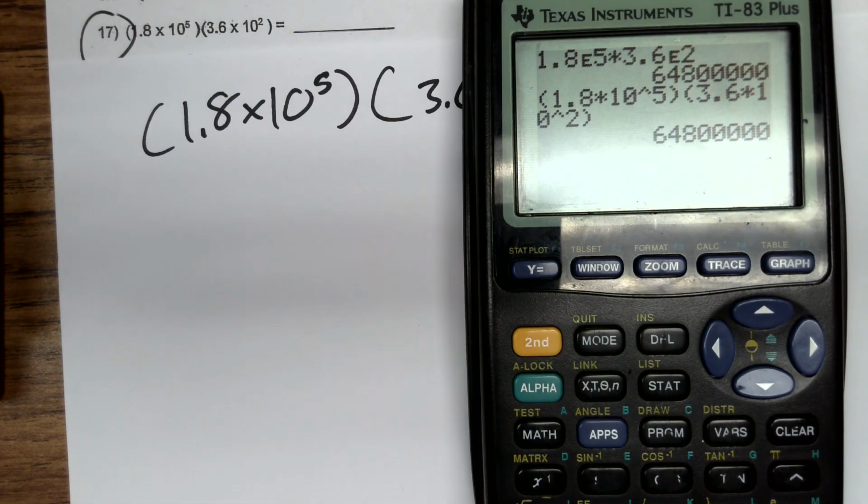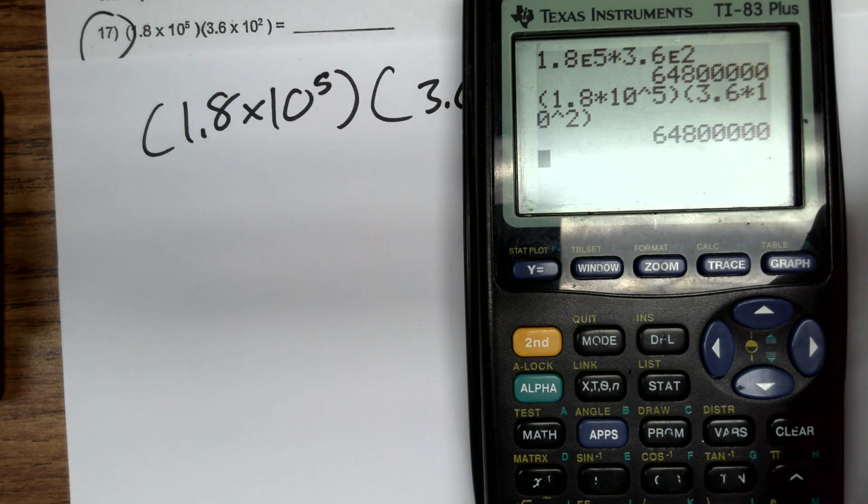Which one was easier to do? The first one or the second one? The first one. The fewer buttons I hit, the less likely I am to make a mistake. The less likely I am to make a mistake, the more likely I am to get the question right.